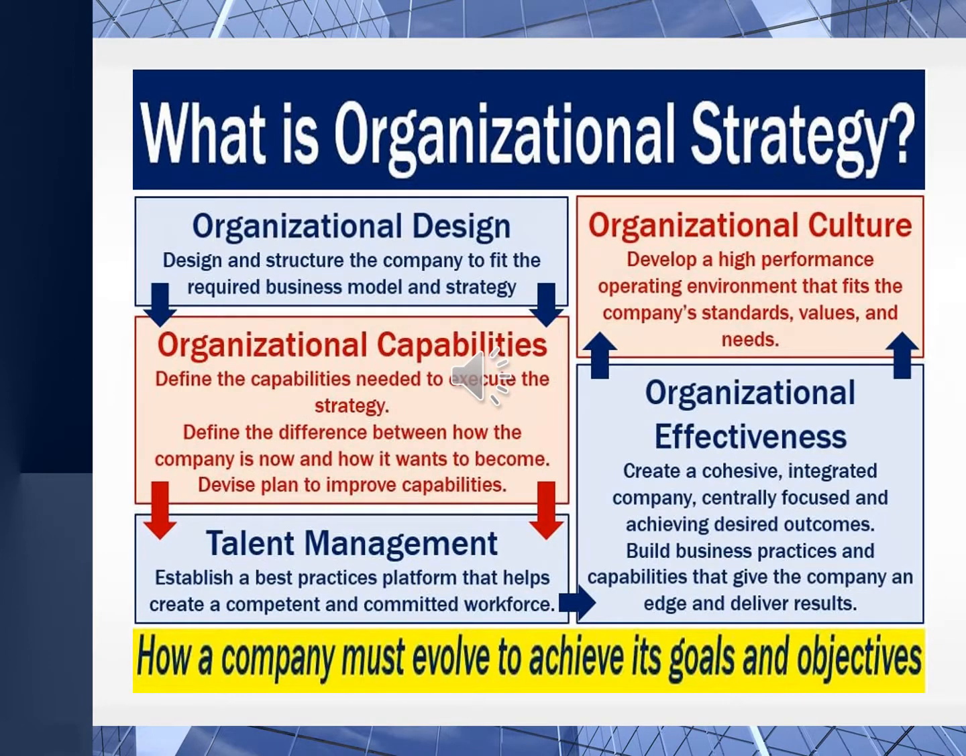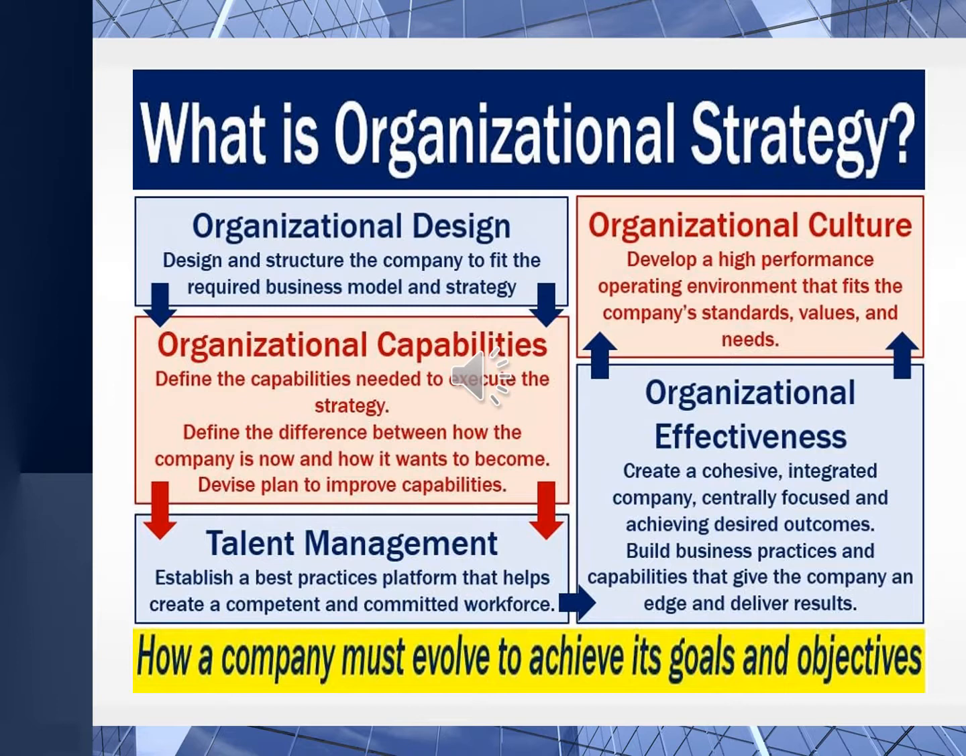So what is organizational strategy? It's how a company must evolve to achieve its goals and objectives, short-term, 12 to 18 months, and long-term, 3 to 5 years. It begins with the organizational design, the ability to design and structure the company to fit the required business model and strategy. Next, we define the organizational capabilities needed to execute the strategy, defining the difference between how the company is now and what the company wishes to become, devising a plan to improve capabilities if the organization is understaffed, creating positions to be filled in order to execute the plan.